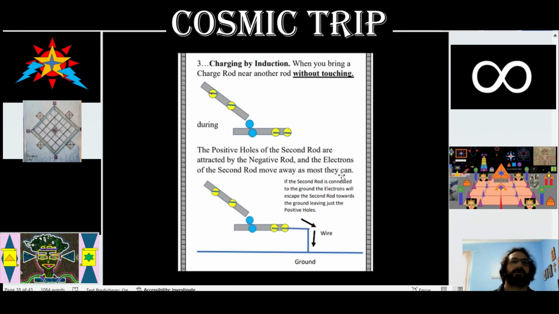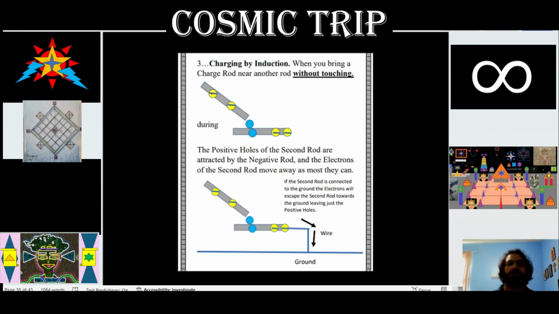The third way of charging is through induction. When you bring a charged rod near another rod without touching, so let's say we got a negatively charged rod brought near another rod, because the negatively charged rod has a negative charge, the positive holes will be attracted towards that, and the electrons will be repelled by the negatively charged rod.